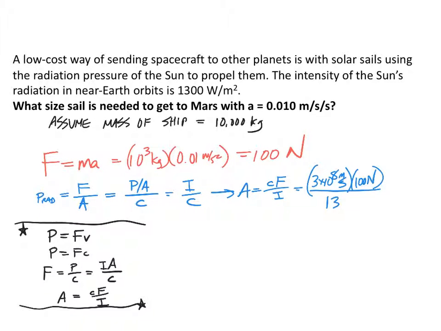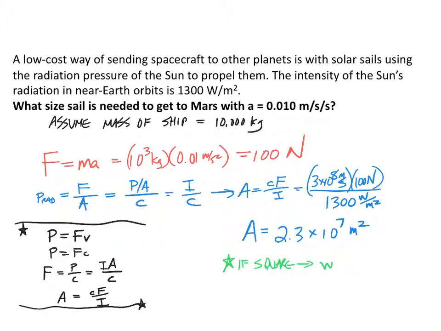1,300 watts per meter is the intensity. Watts per meter squared, rather. And so that means the area required, drum roll please, 2.3 times 10 to the 7th square meters. 23 million square meters of solar sail, which sounds infeasible, but what if it were a square?